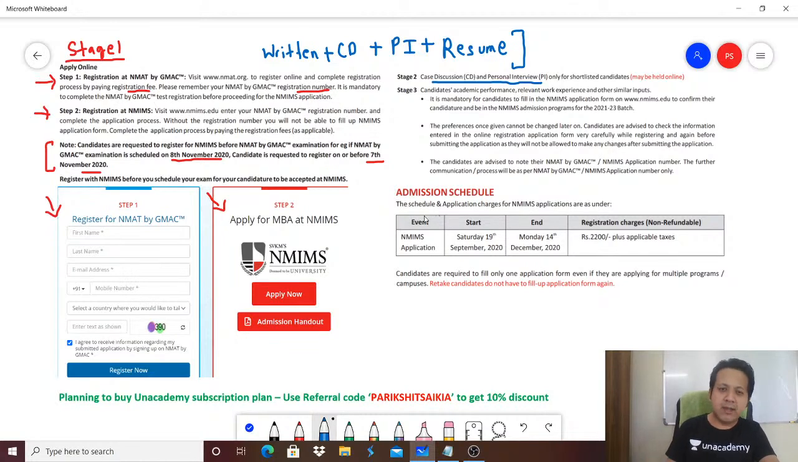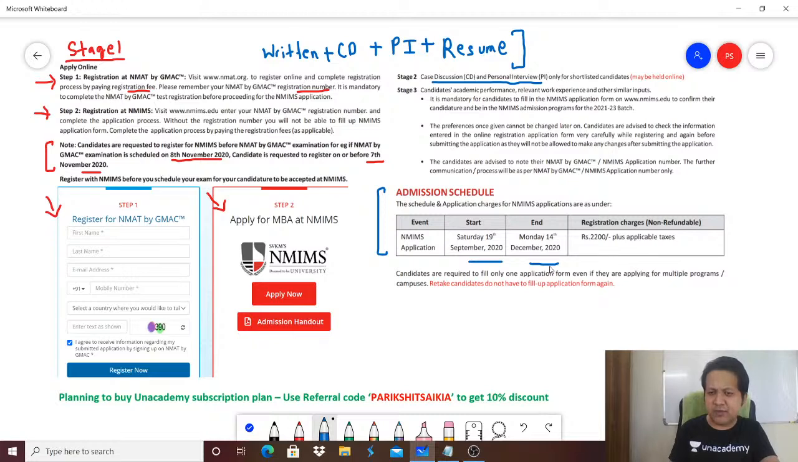Okay. Now let's look at the admission schedule. The admission schedule is, the process has already started. It started on the 19th of September 2020 and it ends on the 14th of December 2020. So within this timeline, you need to apply for the NMAT examination and also register for the NMIMS college before you actually write the exam.